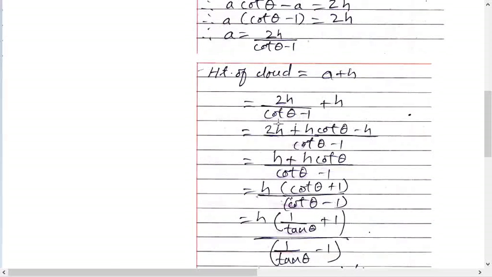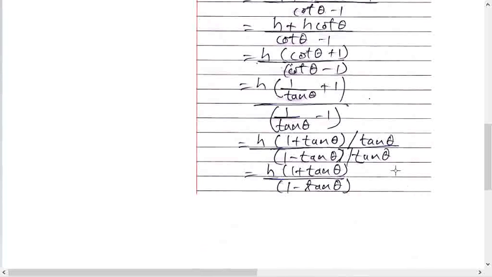Now it's just a solution. Solving it: 2H into 2H plus H cot theta minus H, right? Cross multiply this upon cot theta minus 1 equals H into 1 plus cot theta upon cot theta minus 1. Therefore, see here, it all depends on what options are given to you in the exam. Depending on that, you will have to solve it further.